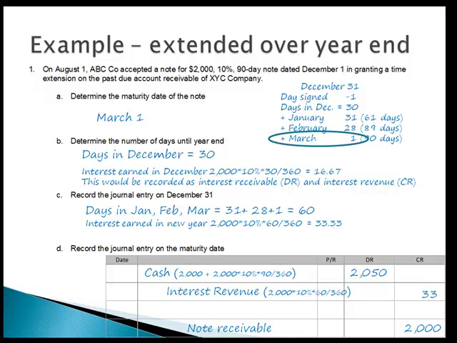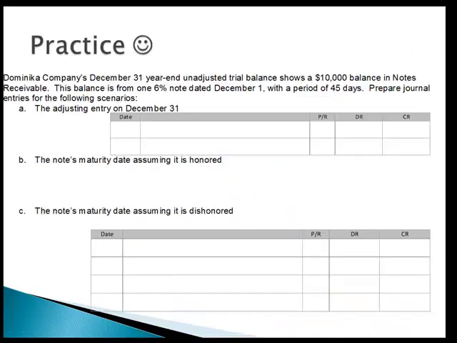So $33, I rounded here. $33 was earned in the new year. What about the amount that was earned in the old year? Remember, it was recorded as a receivable. So now we're going to close the receivable with a credit to the interest receivable for $17. Again, I rounded. So here we're closing out notes receivable, we're closing out interest receivable, and we're recording interest revenue, but only the amount that was earned in the current year.